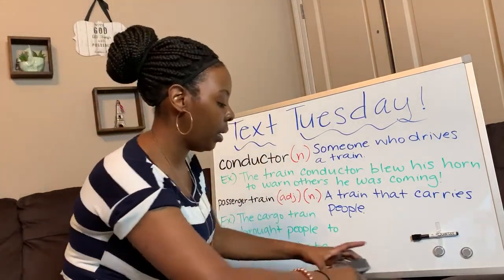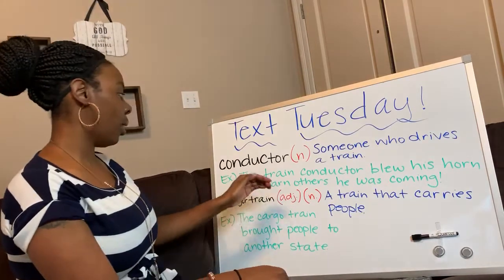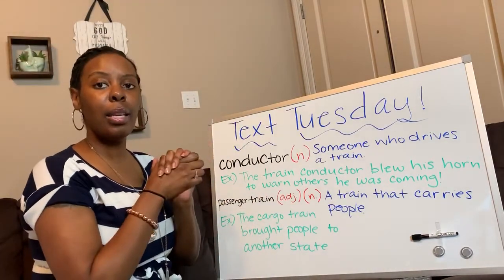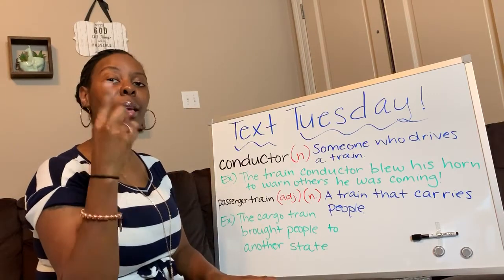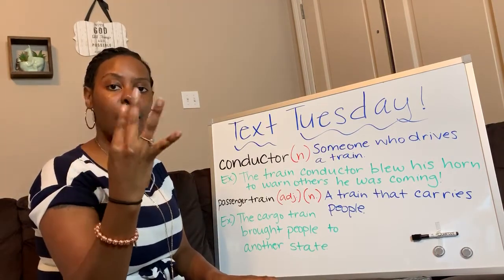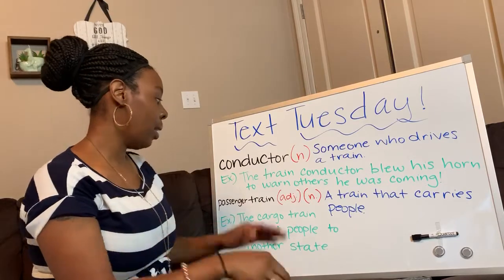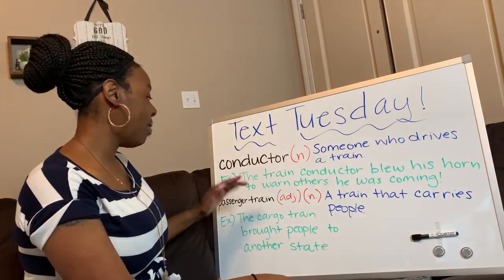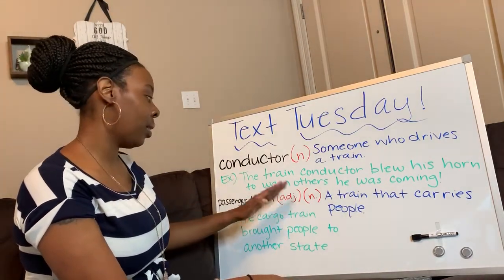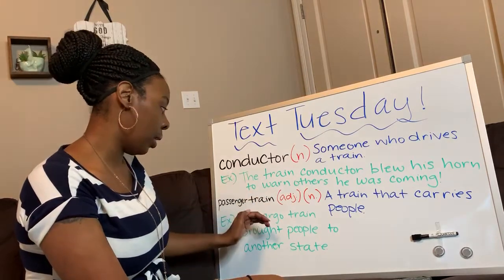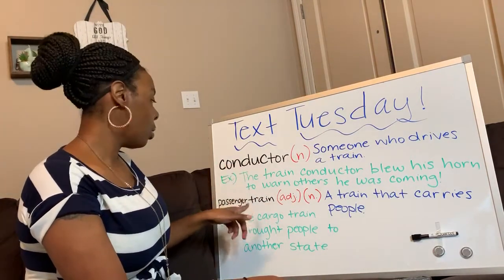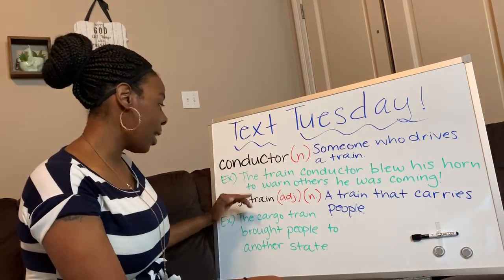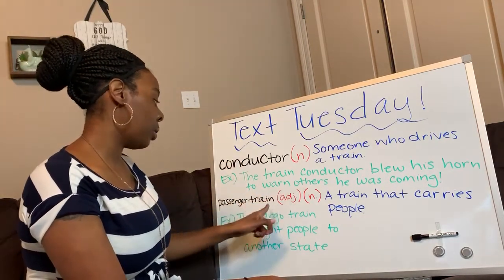Now our new term is passenger train. Let's clap it out. Passenger train. Passenger train. 4 syllables this time. The word passenger in this case is an adjective because it's describing what kind of train it is. In other instances, it is a noun. But the passenger in this case is an adjective describing the noun, which is still train.